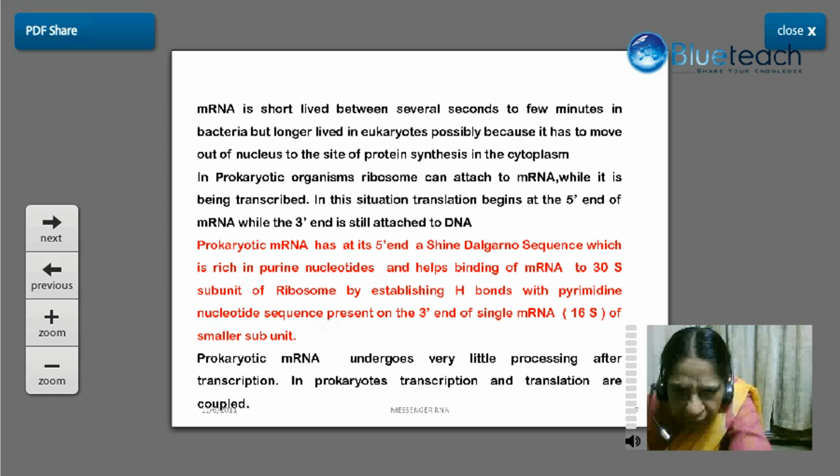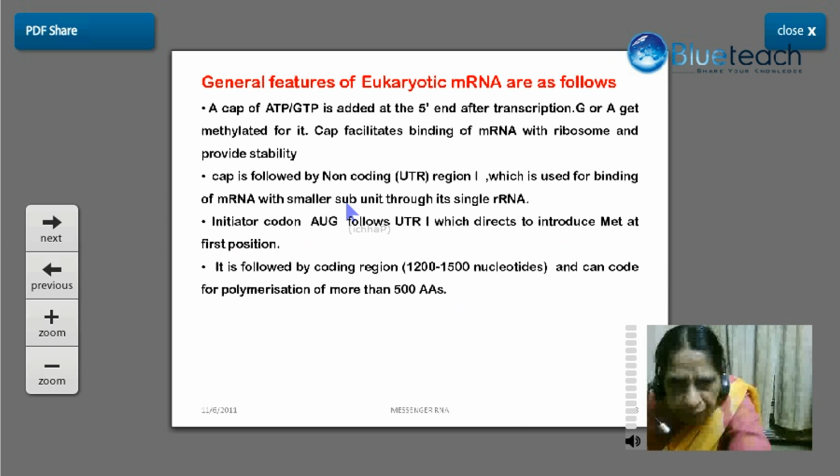Prokaryotic messenger RNA undergoes very little processing after transcription. In prokaryotes, transcription and translation are coupled, but in eukaryotes, a little processing occurs after transcription. A cap of ATP or GTP is added at the 5' end after transcription. Guanine or adenine get methylated for it. The cap facilitates binding of messenger RNA with ribosome and provides stability.